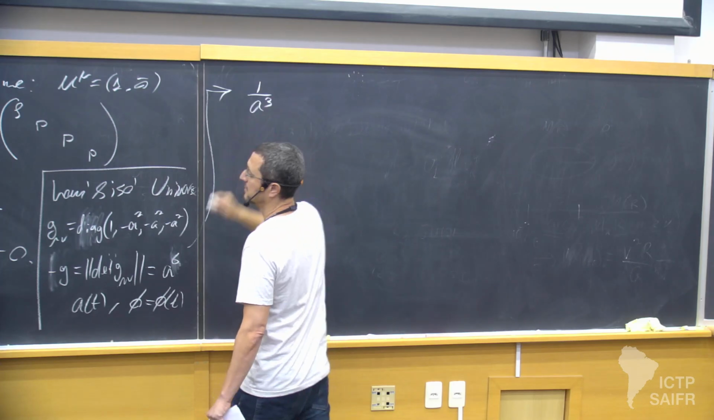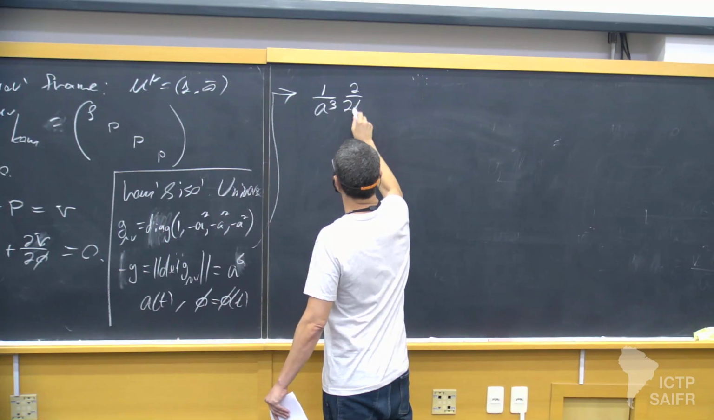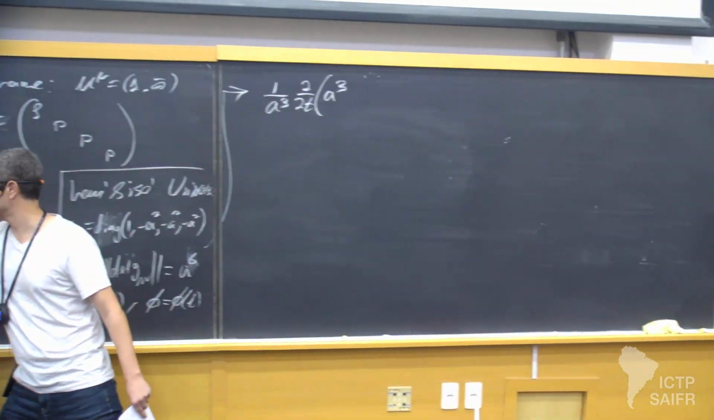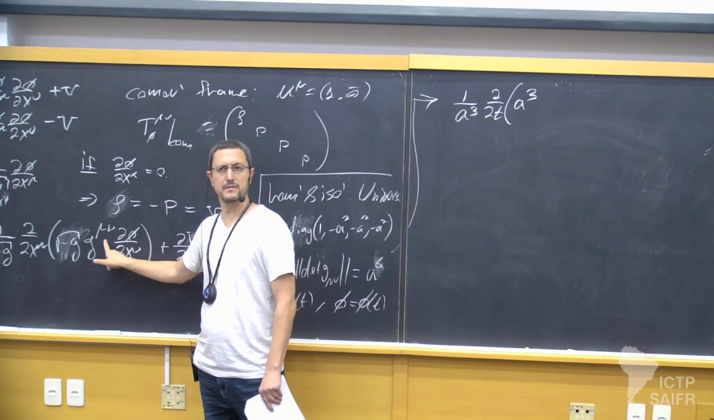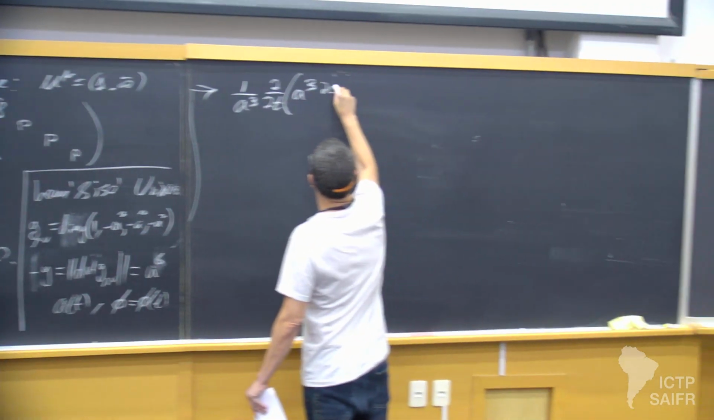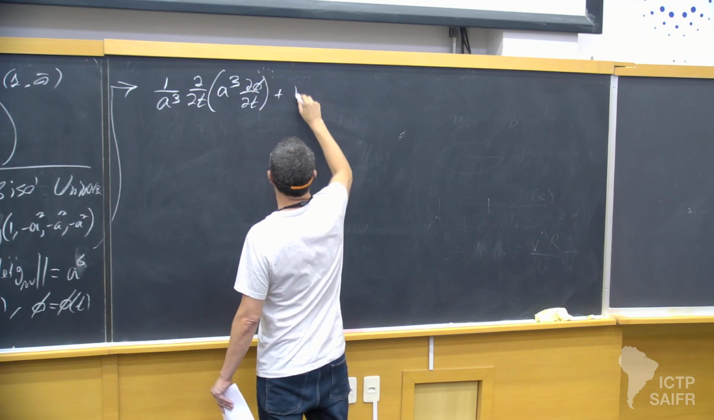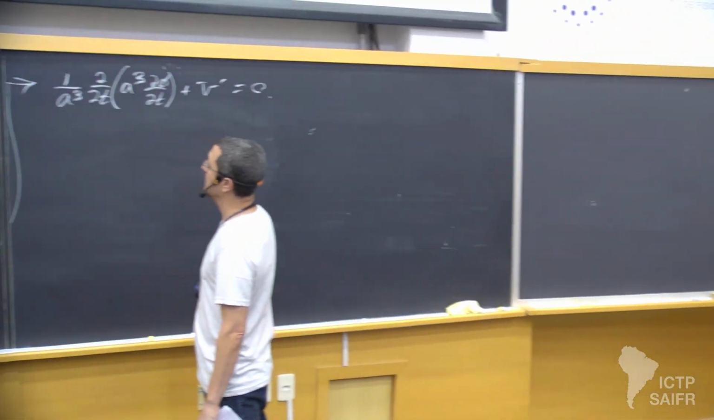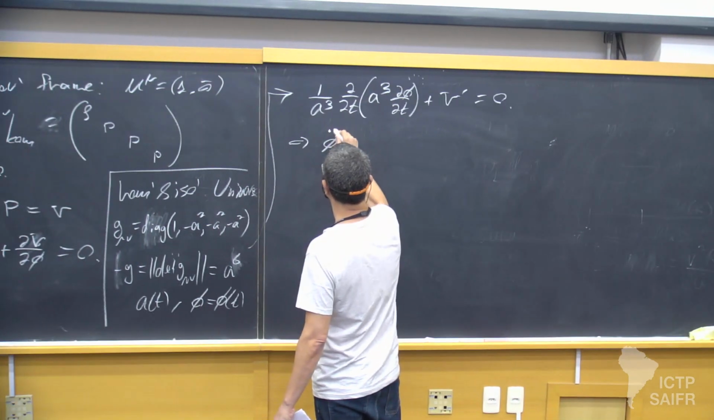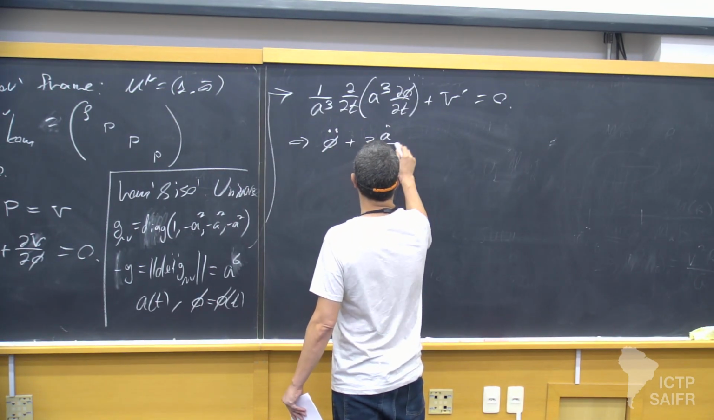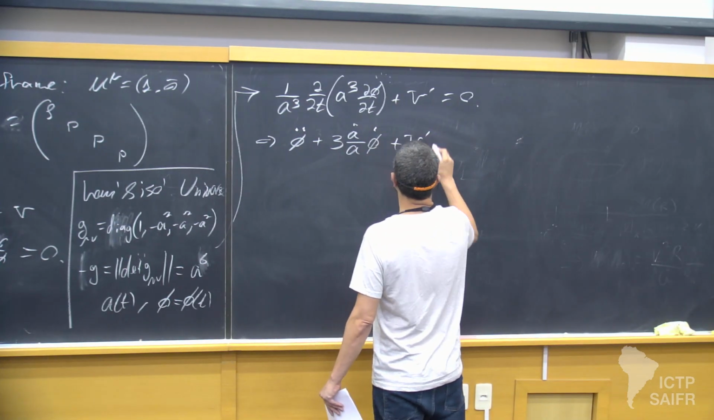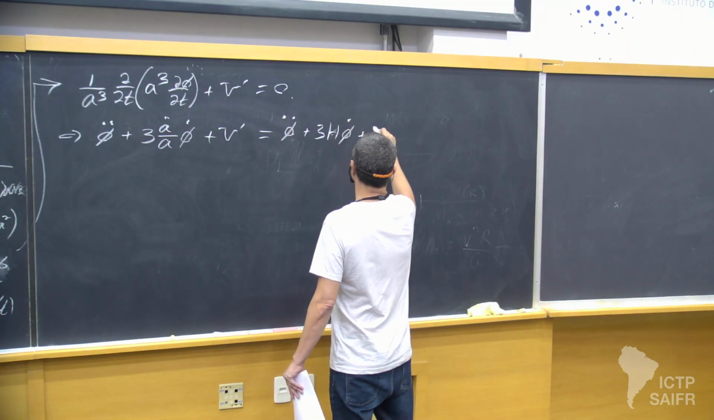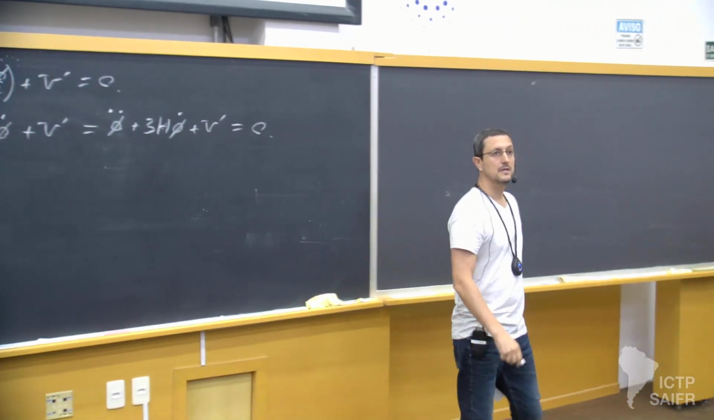So I have 1 over a cubed from the square root. I have d by dt, because that's the only derivative that can be non-zero. Here I have a cubed, and here I have g00, which is 1 in this frame, and phi dot, d phi by dt, plus, let's call this V prime, equal to 0. That's all I have to solve. So we can solve this. This tells us that phi double dot plus 3 a dot over a phi dot plus V prime, phi double dot plus 3 Hubble phi dot plus V prime is 0. This is the equation of motion we have to solve.